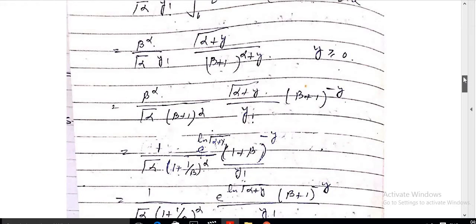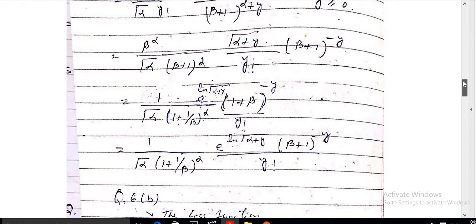After making some simplifications, which you can observe here, we have 1 over gamma alpha into 1 plus 1 over beta raised to the power alpha, e raised to the power minus log of gamma alpha plus y into beta plus 1 raised to the power minus 1, over y factorial.